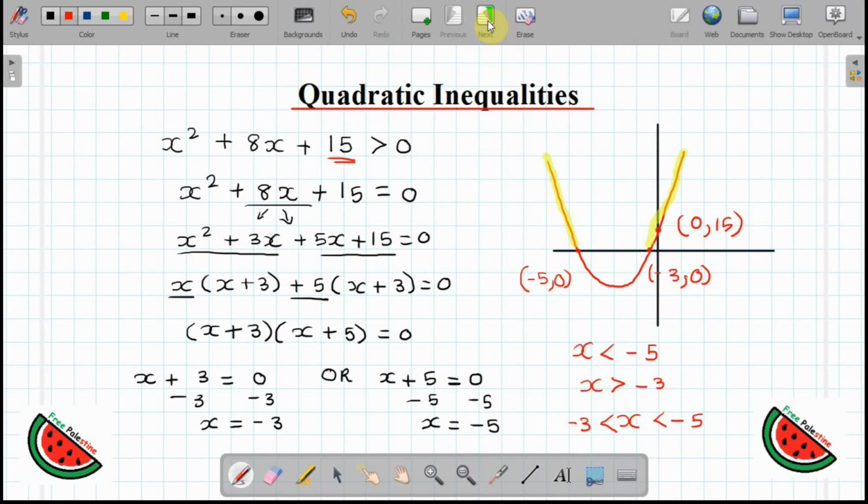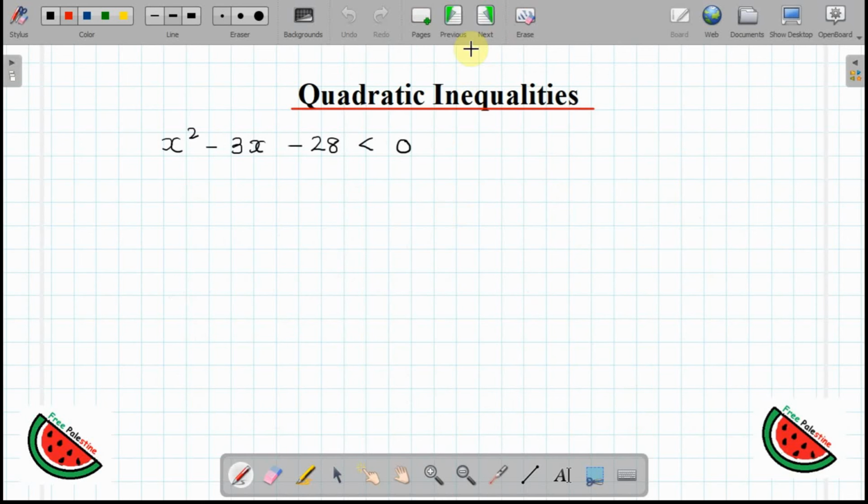I'll go through two more examples. I've got this x squared minus 3x minus 28 is less than 0. Again, first step, write it as an equation. Second step, solve the equation. Once I solve it, I'm going to draw a sketch and then identify the inequality from there. So x squared minus 3x minus 28 equals 0.